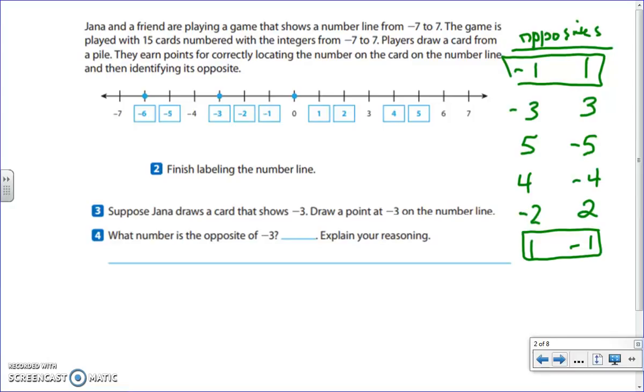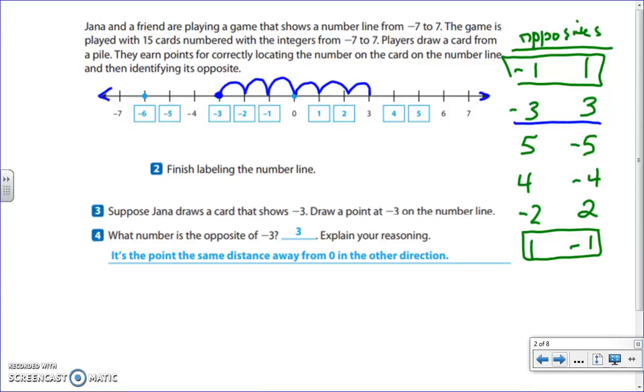And I want to point out that there are arrows at the end of our number line indicating that those numbers will go and go forever and ever. Okay. So if Jana draws a card that shows -3, that would be at this point. It already was labeled in our book. That's the point -3. What number is the opposite of -3? Well, we already kind of talked about that. It's the number that's the same distance from 0 on the other side. So if -3 is 3 away from 0, then I know 1, 2, 3, 3 is in the opposite direction, +3.